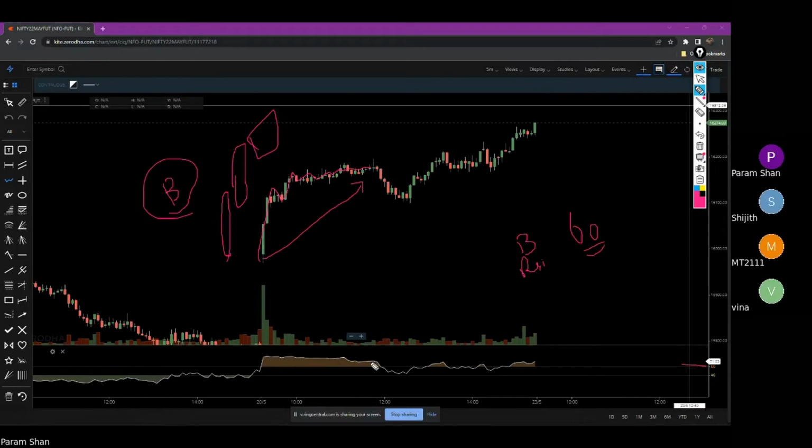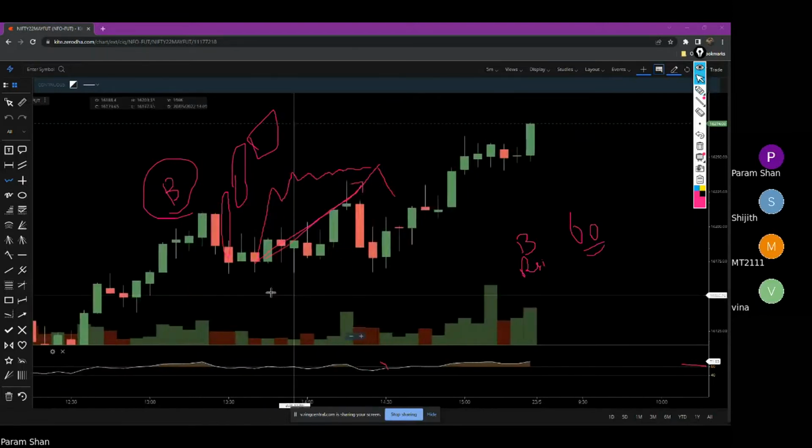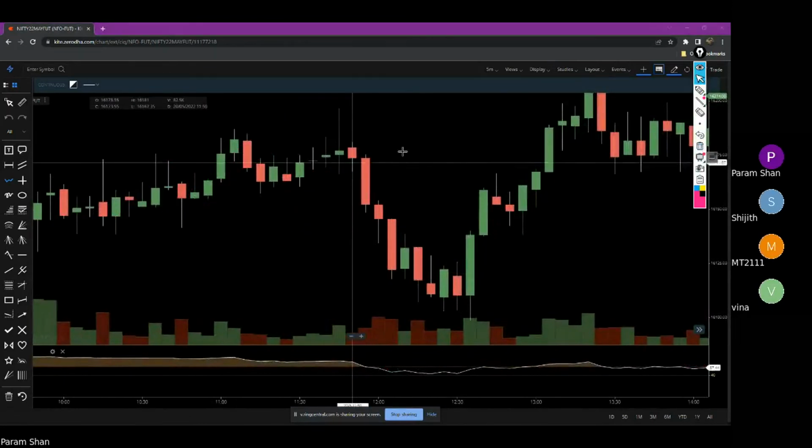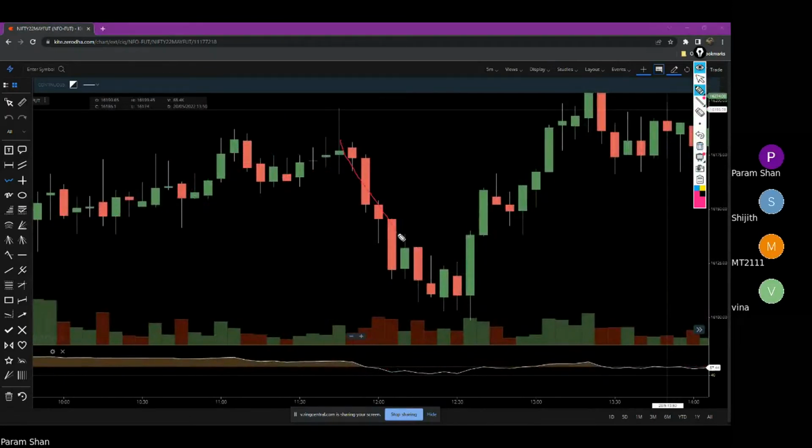Correct? And when the price is falling down, you see this is where the price started falling down, right? When the price started falling down, RSI also started falling down. Let me zoom it a little further. When the RSI started falling down, it reached one place, the bottom. That bottom actually touched 40.